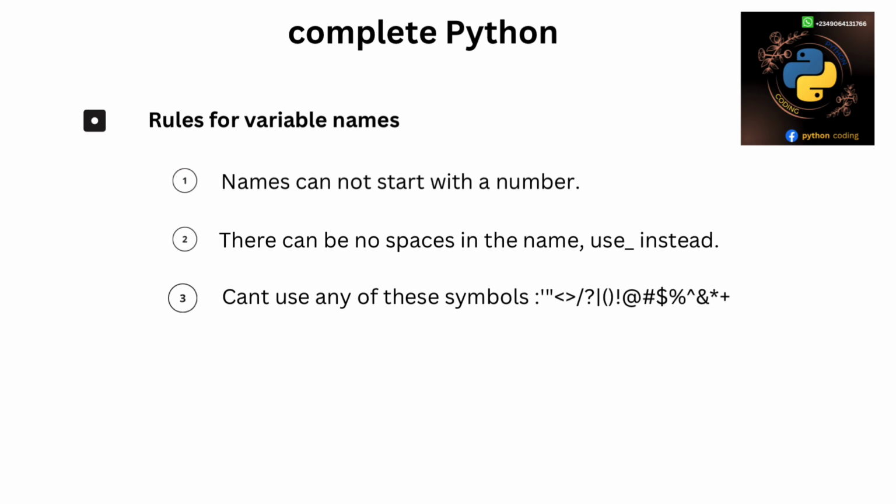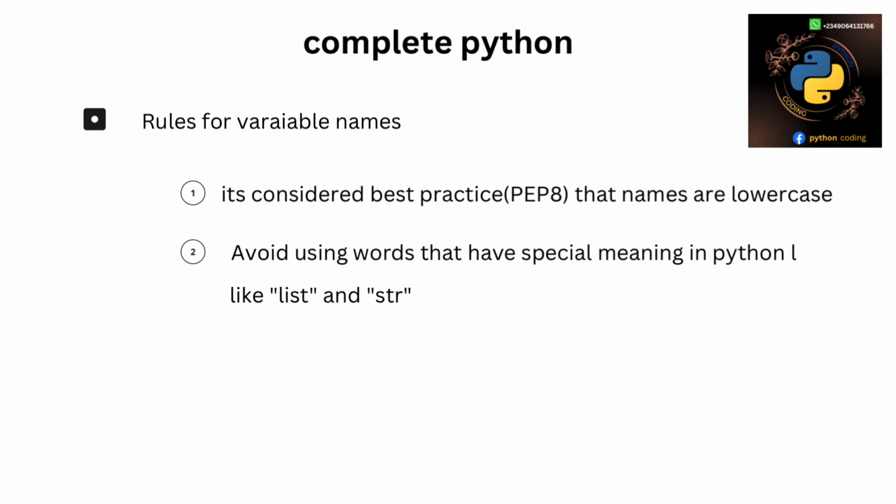In Python, there are several rules for variable names. Number one, names cannot start with a number. There can be no space in the name; use an underscore instead. You can't use any of these symbols in your code. It's considered best practice that names are lowercase. Avoid using words that have special meaning in Python, such as list and str. It will give you an error.